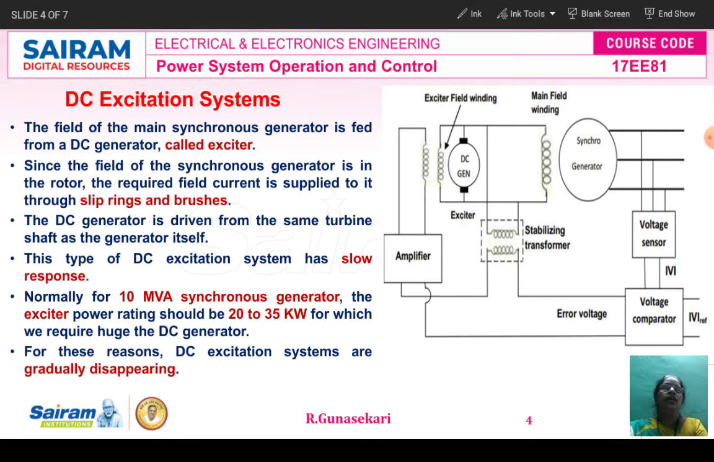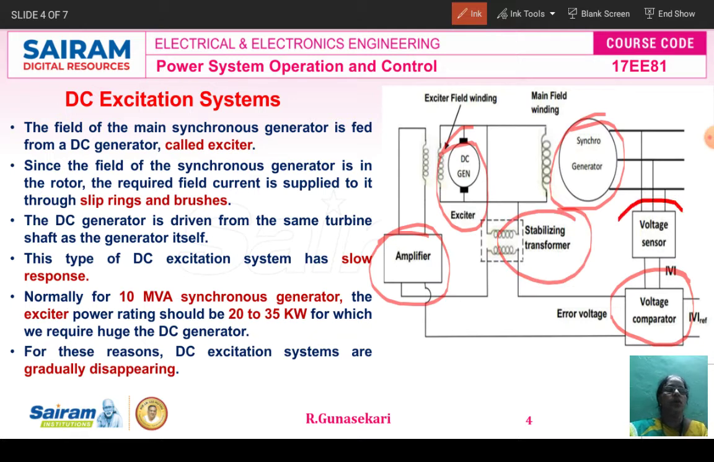Students, now you see the circuit diagram that represents the DC excitation system. The DC excitation system consists of a voltage comparator, amplifier, exciter, synchronous generator, and then stabilizing transformer and voltage sensor. Okay. Now, the field of the main synchronous generator.